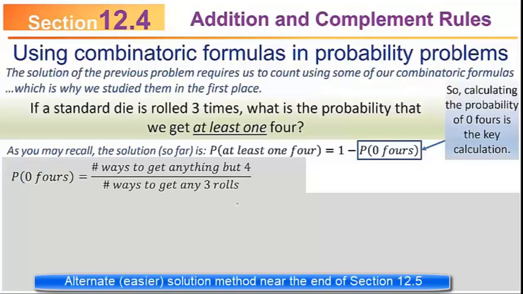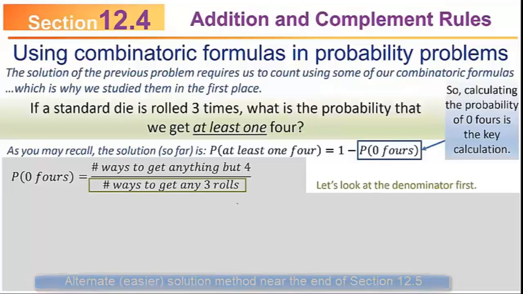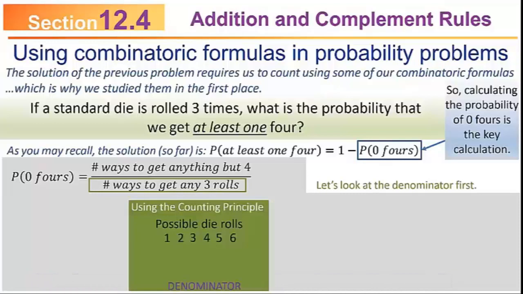The probability of getting no 4s is the number of ways to get anything but a 4 divided by the number of ways to get anything with your 3 rolls. I think I'll start with the denominator first. Let's find the number of ways to get any 3 rolls. Going all the way back to the counting principle, if you're looking for the number of ways to get any 3 rolls, remember each roll can be a 1, 2, 3, 4, 5, or 6.